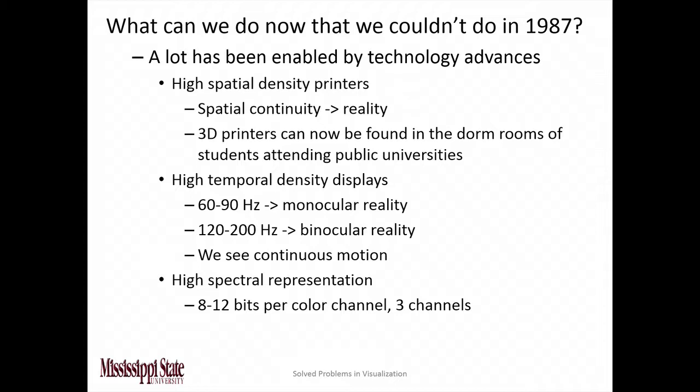We're able to reproject these large-scale images at a rate that they appear to be a continuous reality, even monoscopically, even binocularly. We get the impression of continuous motion. We have high spectral representation. In some cases, I think it's limited only because it's a bandwidth issue. 12-bit seems to be enough in most channels, with the processing that we can put before and after those visual channels. So a lot of the problems we solved have really been enabled by technology.